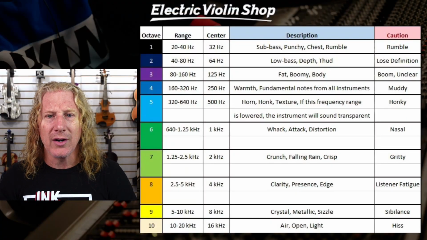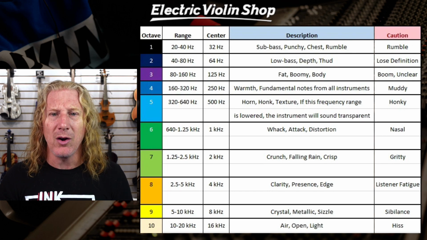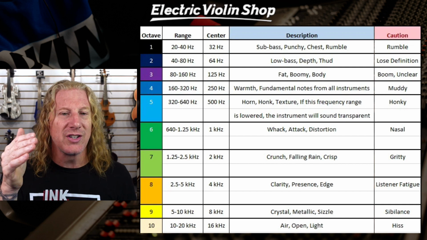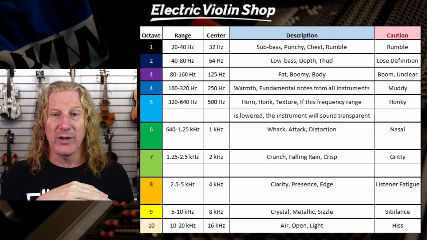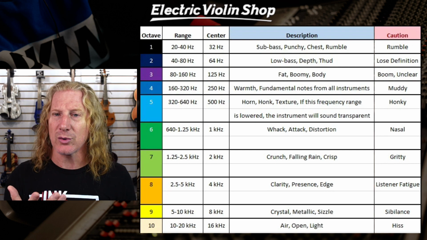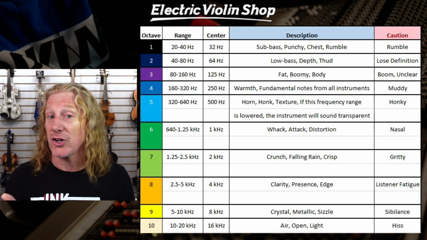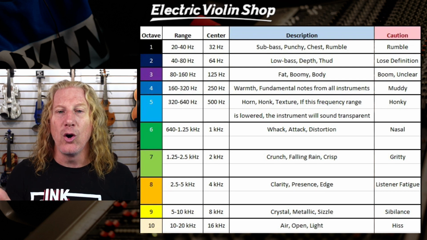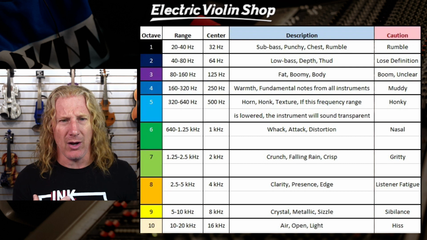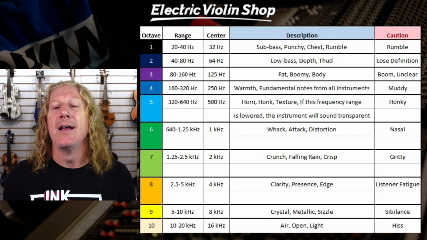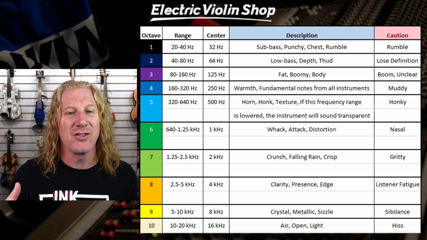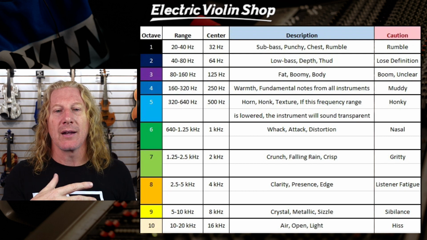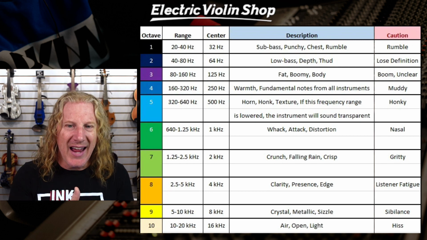So here's a little chart that I found on the internet. I think it's a little bit helpful to help us understand in certain frequency ranges, these are the words that we use to describe these frequencies. And you'll see there's a column called description, and there's a column called caution. Every one of these things is a double-edged sword. So if I say in that low frequency range, I want something punchy. Oh yeah, I want punchy. Punchy's good. But if I get too much of that, then it gets into rumble, and that would be bad, right? In this one here, number 6, around 1K, yeah, I've got attack. I've got some whack in there.